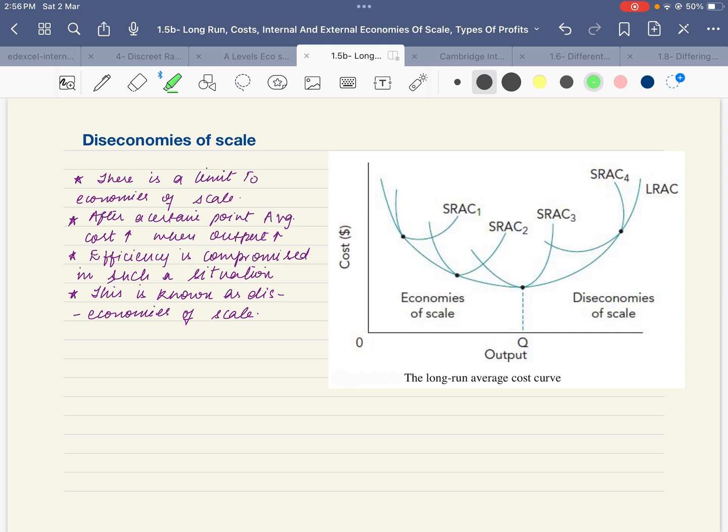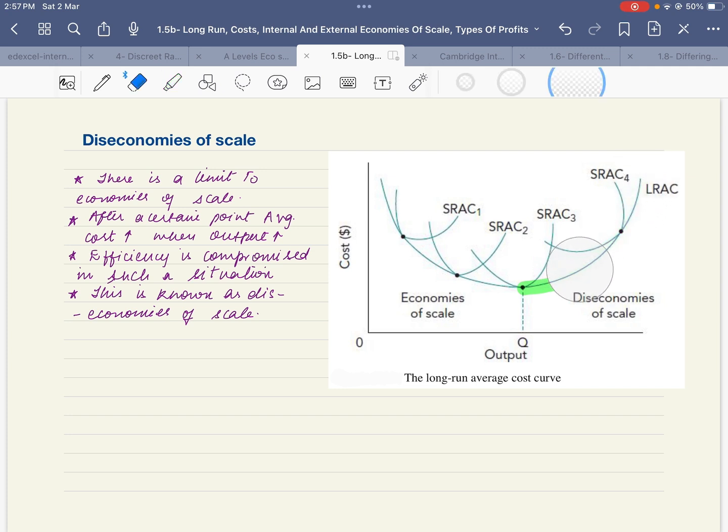Diseconomies of scale. As explained earlier, diseconomies of scale is a situation where the long run average costs start increasing for the firm. There's a limit to economies of scale, and after a certain point of output, the costs will start to increase as the output rises. Efficiency is also compromised in this entire part of the curve. What are the sources of diseconomies of scale?